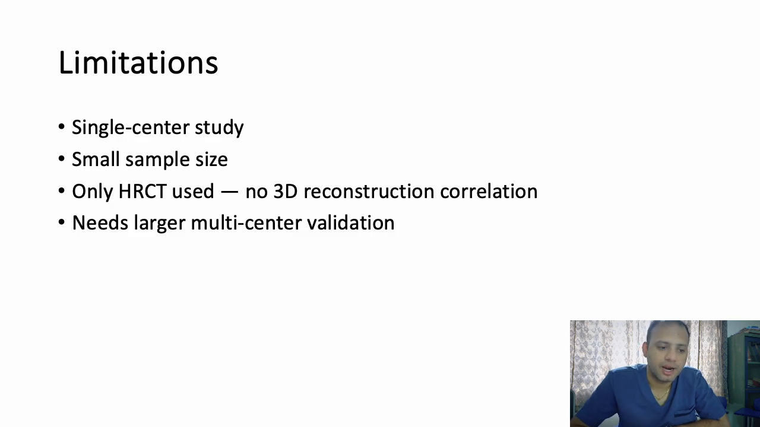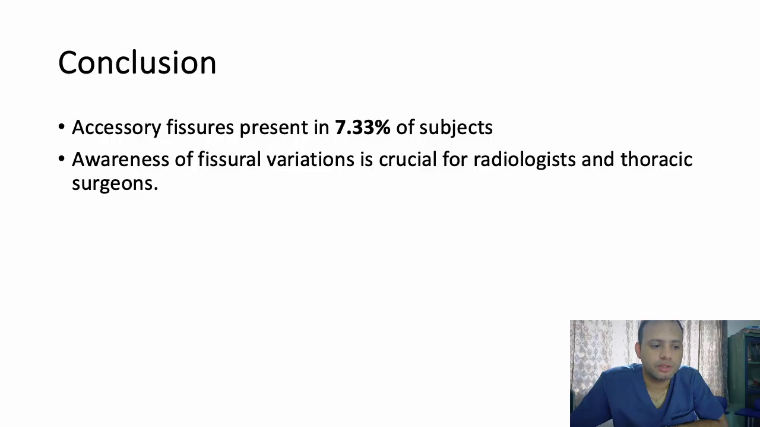And if I have to add some more, they have not classified the incomplete fissures, as there is always a classification of incomplete fissures explained in various literature. So they could have added that. And to conclude, the fissural variation in this article was 7.33% of the subjects, and awareness of fissural variations is crucial for radiologists and surgeons both.